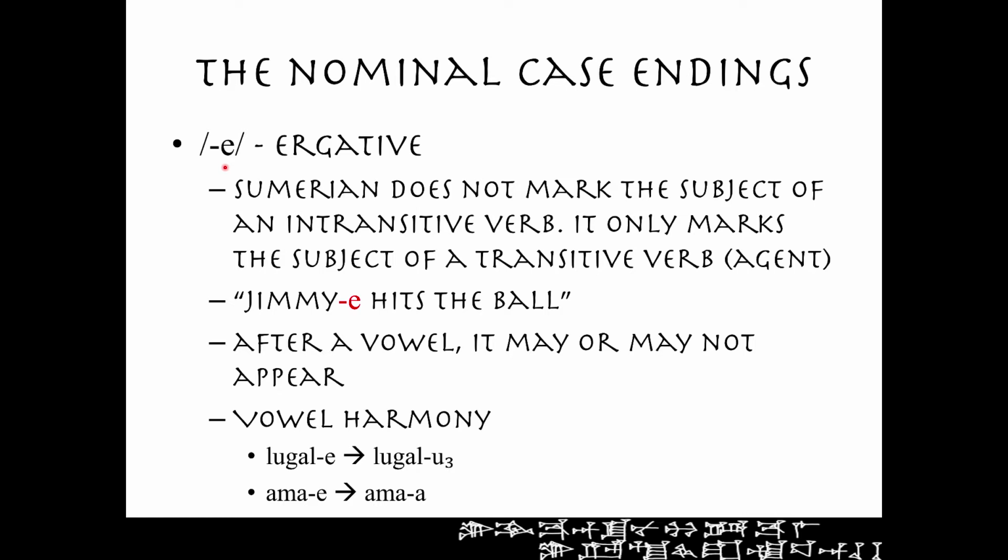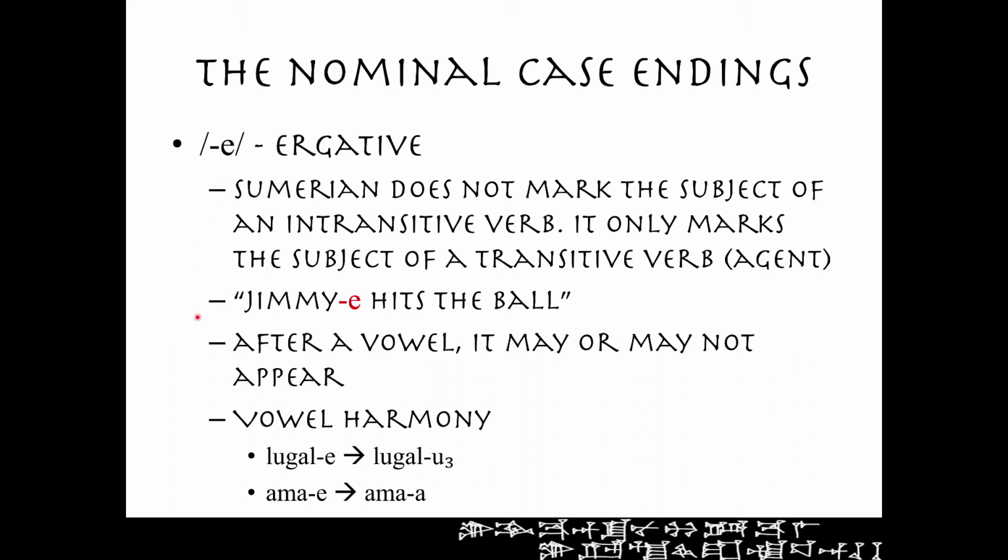But Johnny hit the ball. The ball is an object. It's a direct object of the verb hit. So Johnny is hitting something. He's hitting the ball. That's a transitive verb. Well, Sumerian doesn't mark the subject of an intransitive verb. It only marks the subject of a transitive verb. And they call that the agent.